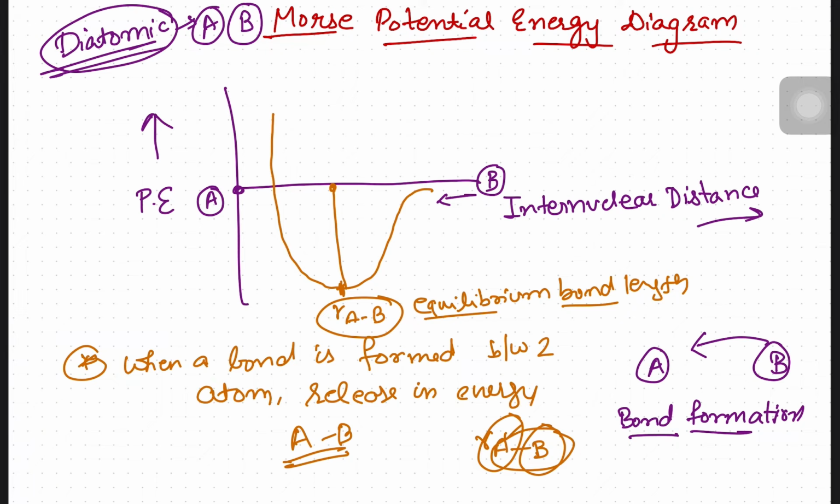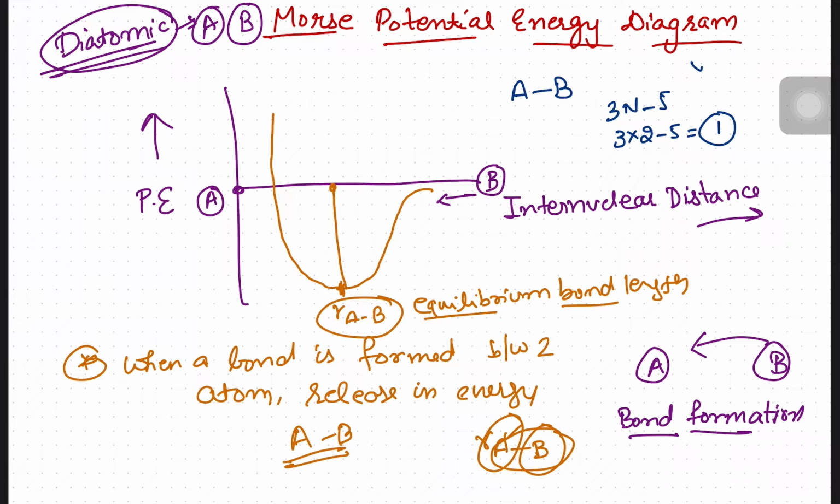Now we'll see a topic, the PES graph for the H3 system. In the previous one, we were having a diatomic system, so this AB was a diatomic system. For a linear molecule it was 3N minus 5, so this is 1.